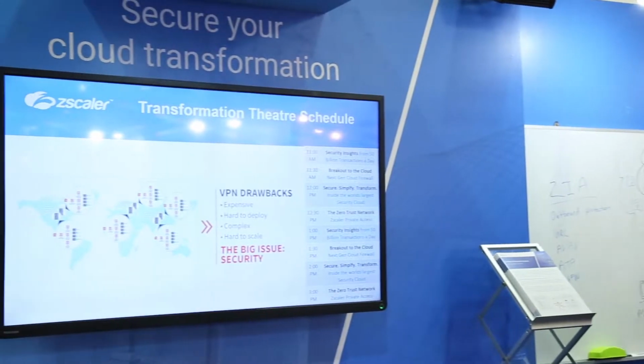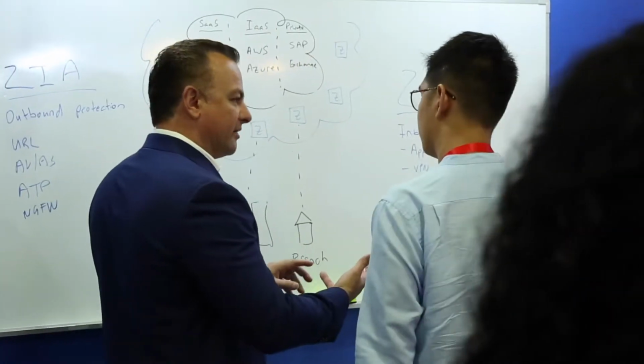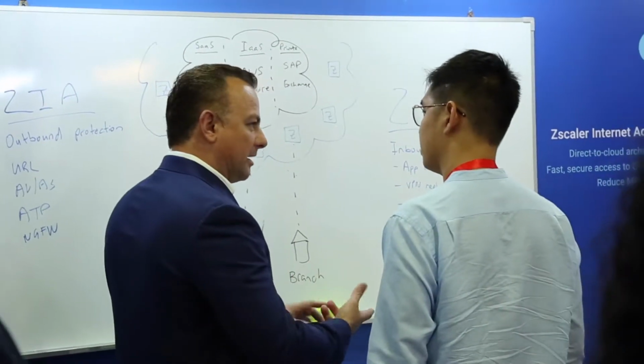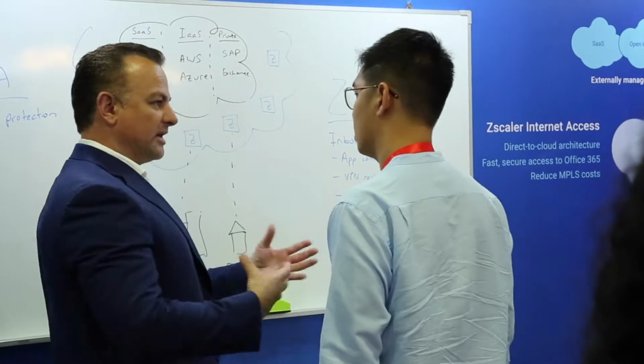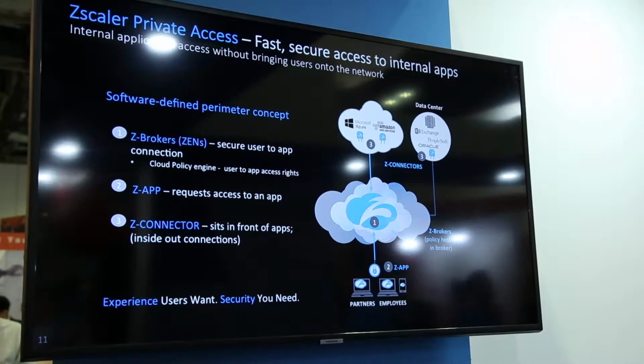Zscaler is a cloud security platform. We've effectively taken that traditional security stack that takes your traffic and pushes it out to the internet, and we've replaced it with a cloud-based service that effectively puts the perimeter now around the internet. What this delivers for the organization is it effectively takes that security and puts that policy around the user so they can travel freely outside of the network and have the same security experience as if they were on-premise.